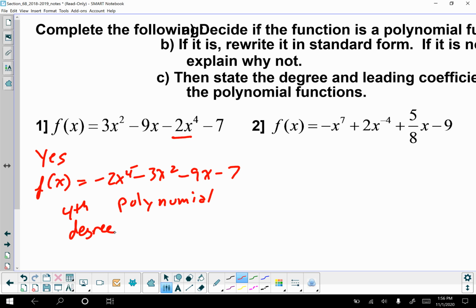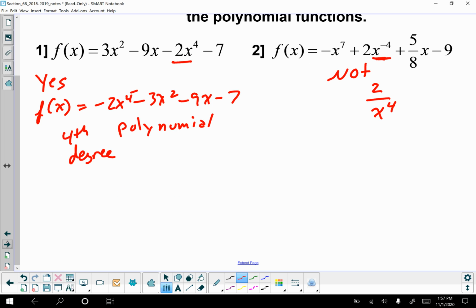Okay, and again with this one, this is not a polynomial. The reason it's not a polynomial is that the variable has to come down here, and as soon as a variable becomes a denominator, you no longer deal with a polynomial function. So there's no reason to go any further on this one. Let's move on.